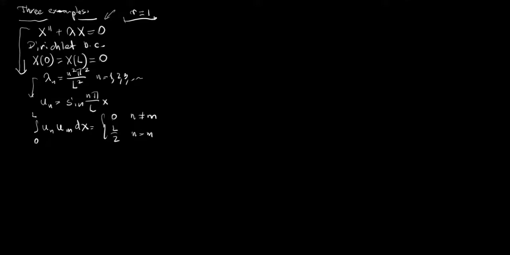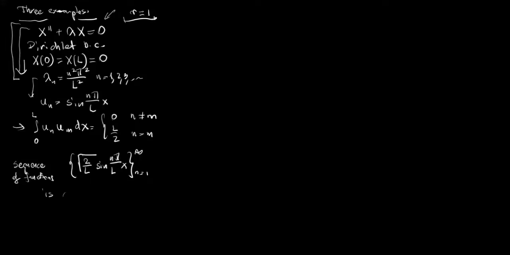And because of that, we associate to this Dirichlet problem the sequence of functions where n runs from 1 to infinity. And this sequence of functions, because of this, is an orthonormal system of eigenfunctions of this problem, right? And here I use the word orthonormal because, due to the appearance of this coefficient here, they are also normalized to 1. So that was the first example of this, that the eigenfunctions are orthogonal. Not only are they orthogonal, but we can make them even orthonormal.